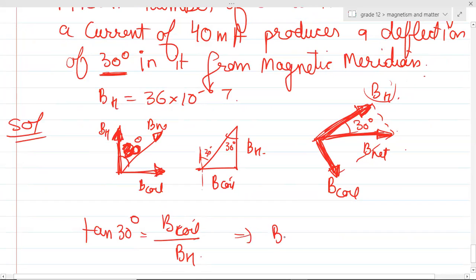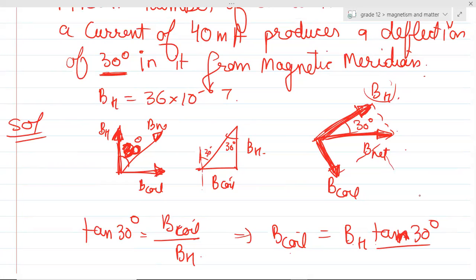So from here, B coil is equal to BH into tan 30, right? In the previous case, it was BH into tan 45. So that's why B coil and BH were equal, right? If they are making certain angles, then you can do this. Now I am not doing it. You can calculate the magnetic field due to a coil, and then you can find the number of turns. Start with it, I need the answer. And give me 2 minutes. I'll be just back in 2 minutes.